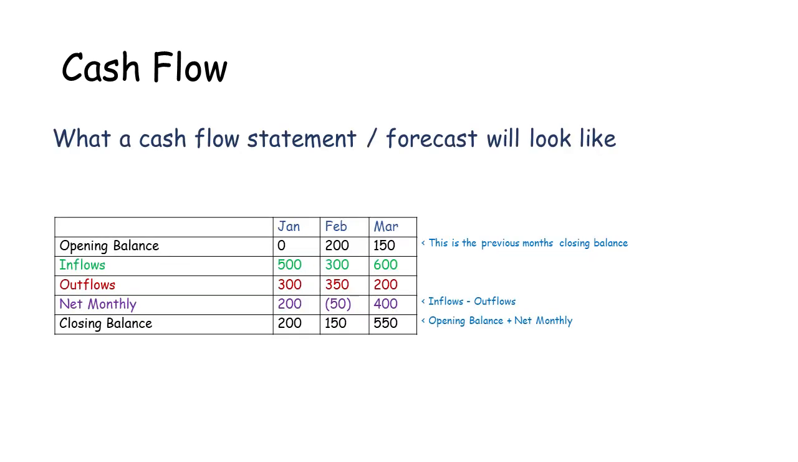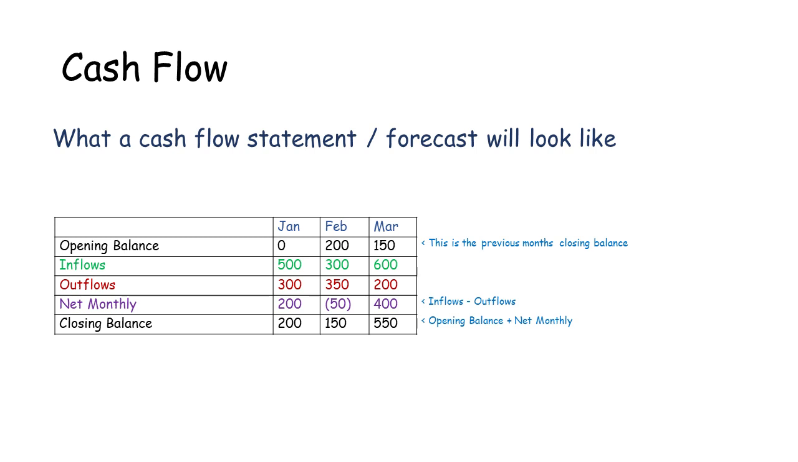As you can see, here's an example of a cash flow statement. What you have is some key terms. The opening balance is the amount of money that you have in your bank account at the start of each month. So for a new business, it's always assumed to be zero, unless you're told otherwise. You then have your inflows and your outflows. And we have something called net monthly. Now, net monthly is effectively the profit you make in each month. It's your inflows minus your outflows.